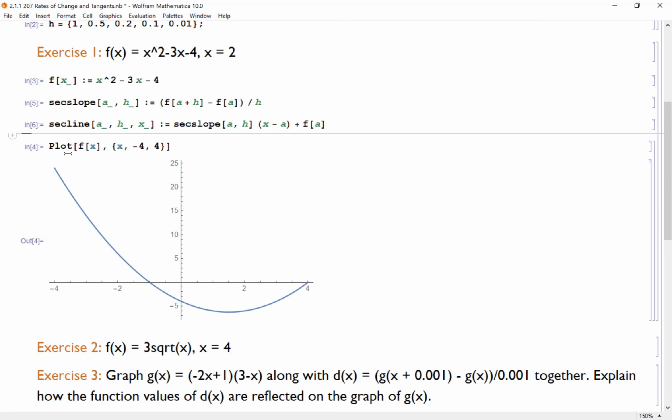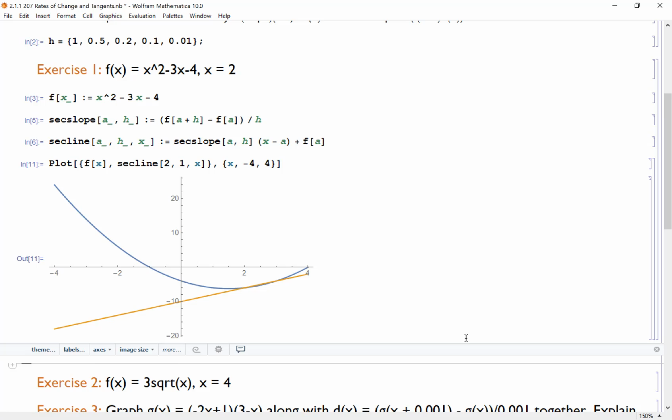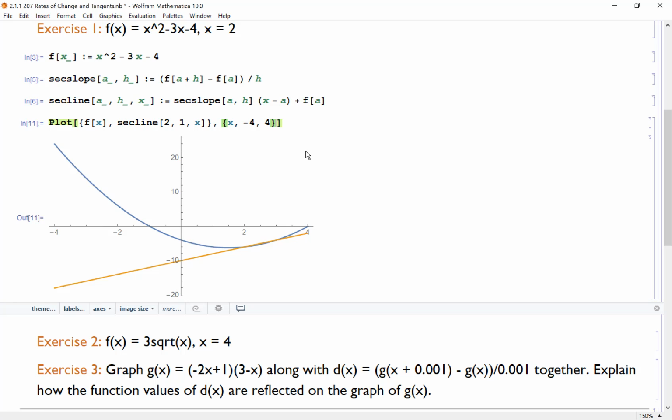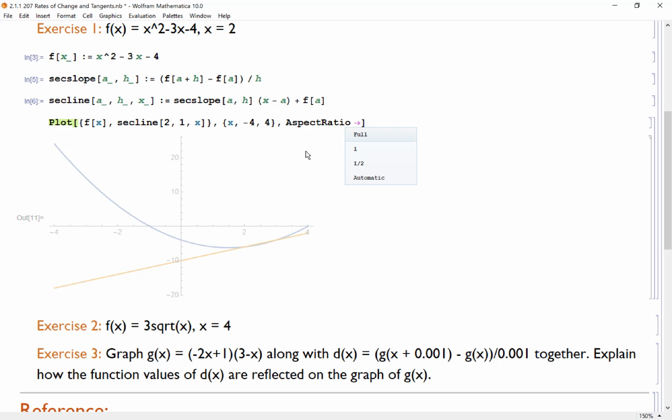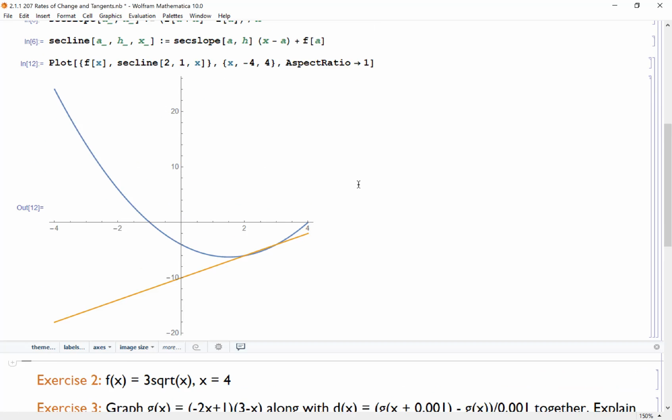Now, what we want to do is we want to plot f of x like we did here, but we want to do it with the secant line. So, for example, if I was going to do one secant line, I could put in a list of functions because I'm plotting more than one function, and I'm going to say secant line, we have an a value of 2, let's have an h value of 1, x, like that, and we're going to go from -4 to 4 again. Okay, there it is. There's my secant line. Now, I wanted a nice box, so I'm going to put aspect ratio to be 1. That makes it square. Okay, so there's my secant line.